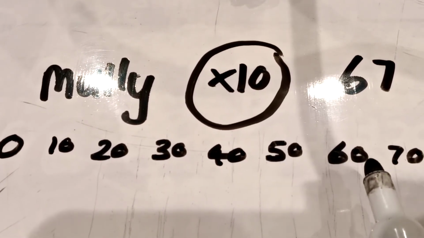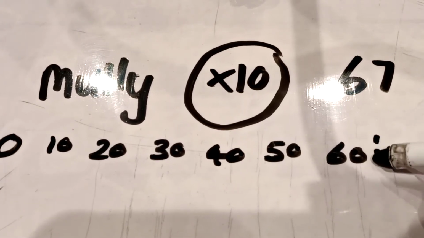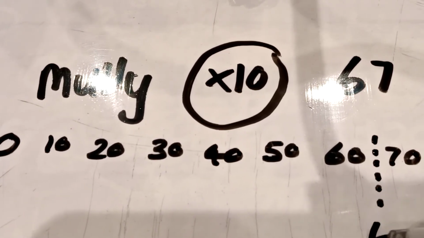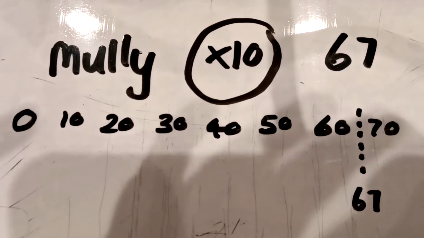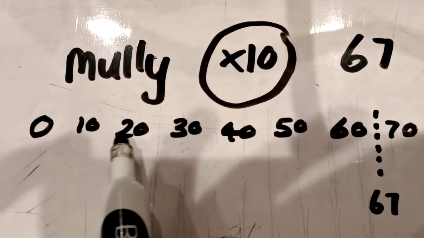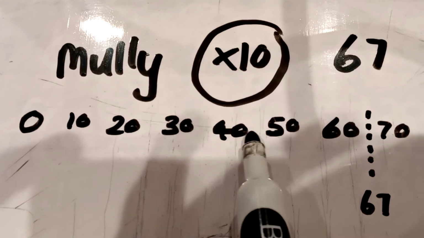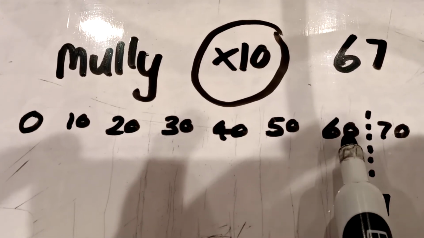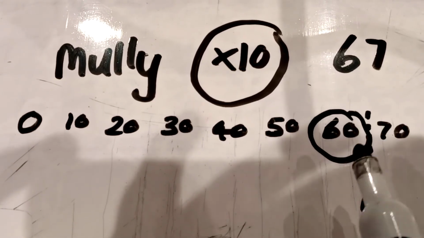67 would be, oh, it'd be there, wouldn't it? So let's put Mully on. Mully's about there. Mully's at 67. So what's the nearest multiple we can get without going past Mully? Well, we can get quite close to him, can't we? And I think it's that one there. That's the nearest multiple of 10 we can get to.